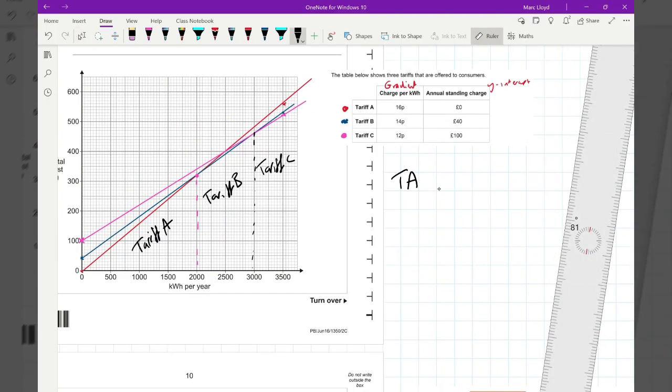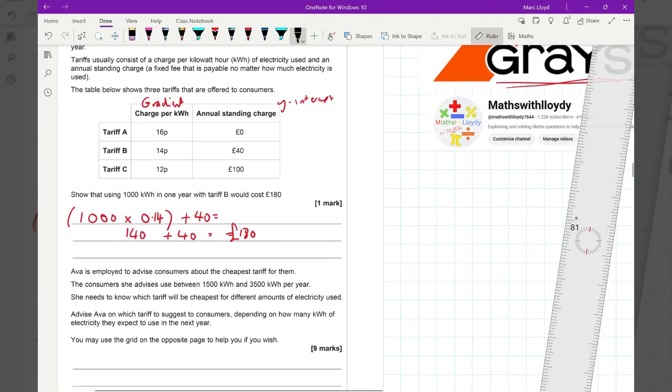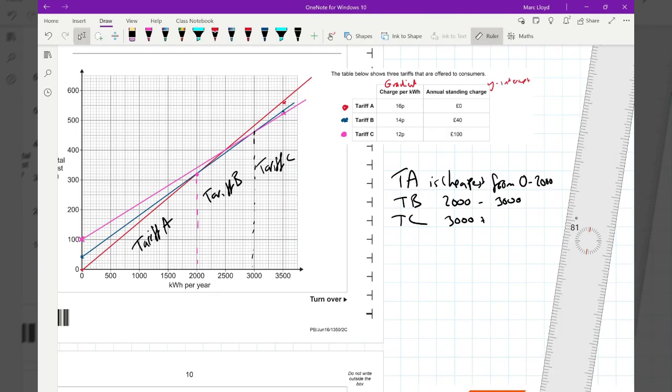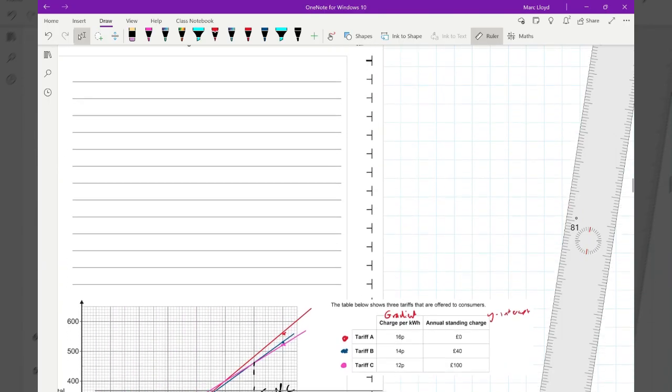I'm going to write my answer here. Tariff A is cheapest from 0 to 2000. Tariff B, 2000 to 3000. And tariff C, 3000 to plus. Now, if I go back to that question, they estimate they're going to use between 1,500 and 3,500. That means that any of these can be suitable depending on what they need.